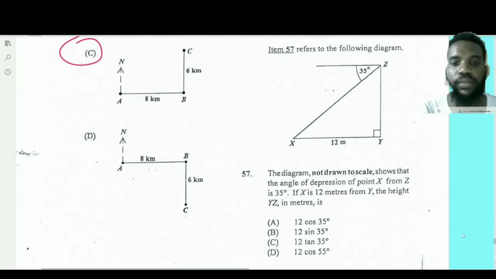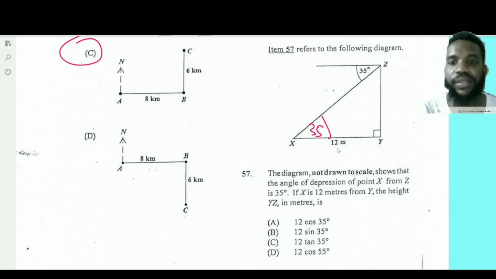So question 57 refers to the following diagram. The diagram, not drawn to scale, shows the angle of depression of x from y from 0 is 35 degrees. If x is 12 meters from y, the height YZ in meters is. Alright, let's see. Once again, look for the Z angle. Because if this is 35 up here, then this down here would naturally have to be 35 as well. Good?